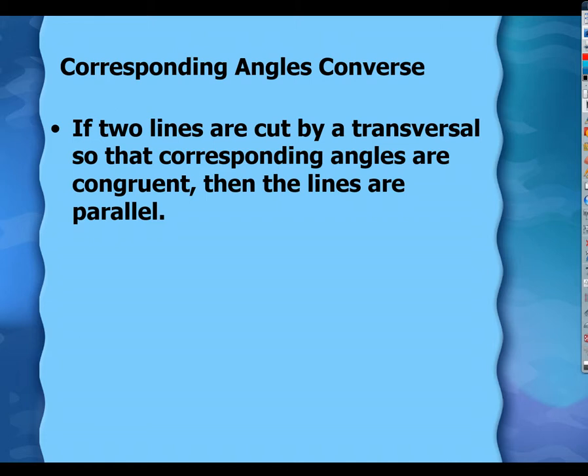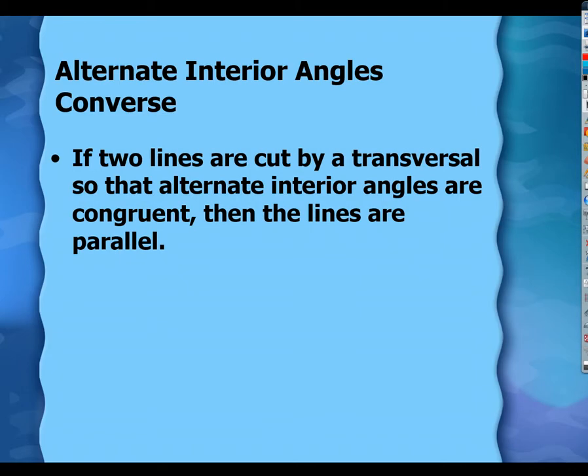So that's the corresponding angles converse, the alternate interior angles converse. Same as the alternate interior angles theorem, except flipped around. If two lines are cut by a transversal, so alternate interior angles are congruent, then the lines are parallel. You can kind of shorten that maybe to say, if alternate interior angles are congruent, then the lines are parallel, right? Okay, and then what do you suppose the consecutive interior angle converse is going to say?